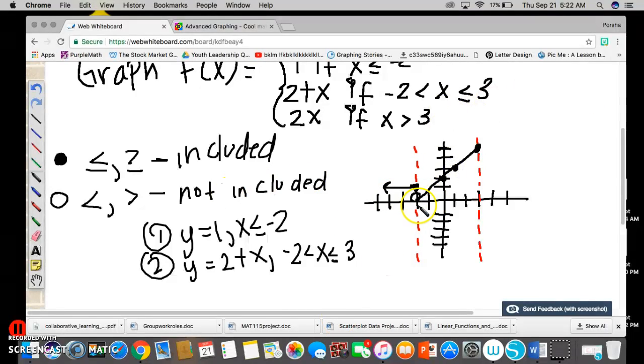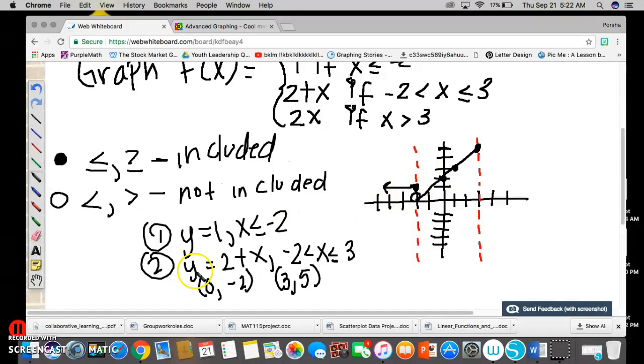So notice that the points that we have here, if I plug in -2 for x, it'll be 0. So that point is -2, 0, and it's an open circle there. And if I plug in 3, it's 3, 5, and I have a closed circle there. Notice it's in between the interval of -2 and 3.